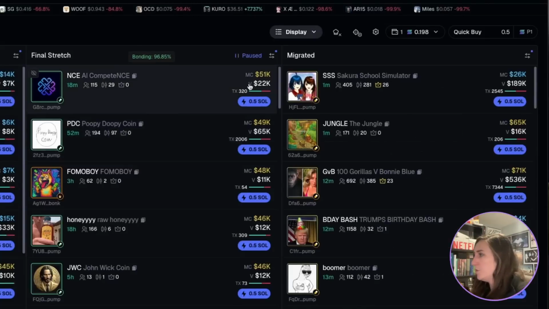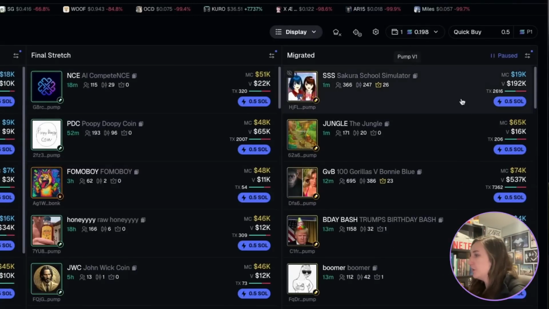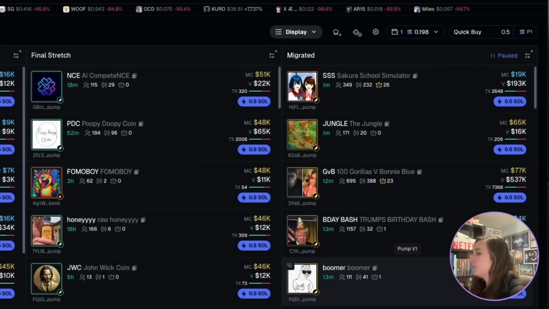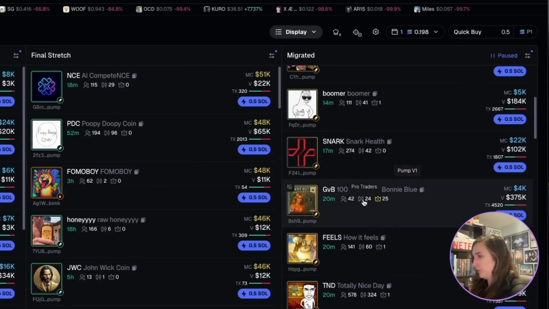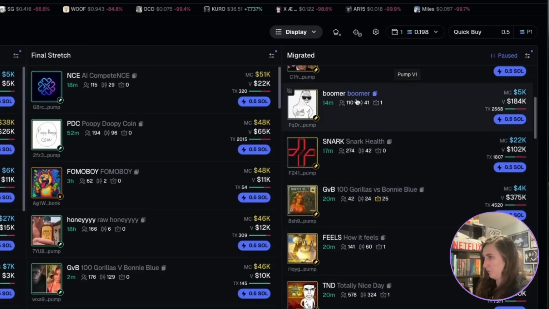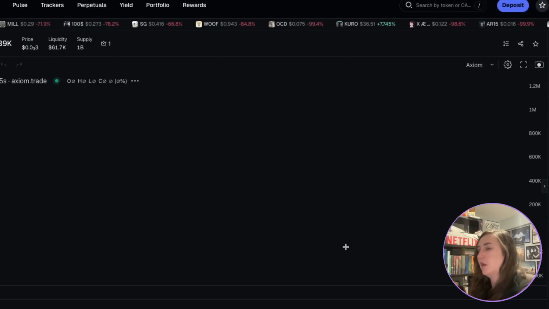All right, so let's move over to Pulse here. I'm probably going to focus on the migrated section here. I am looking for the most amount of pro traders and I'm just scanning through. Most amount of pro traders is based on this number here. So you'll see we have 24, 42, 41 pro traders, 324. Let's check this one out. Looks interesting.